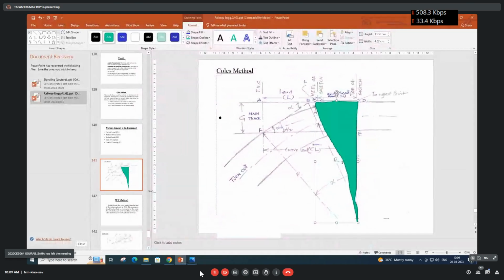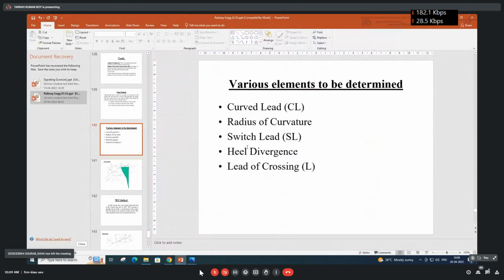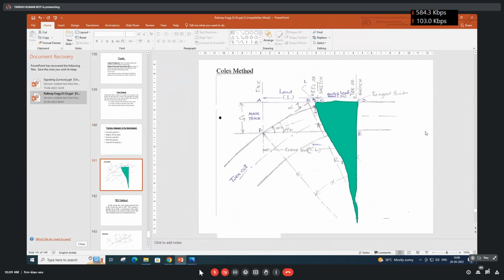So next point you will find out. We have determined both sweep speed and heel divergence. Next one is the lead of crossing. This is very simple. Lead of crossing, that is this portion, is equal to CL minus SL. CL is the full length from here to here. We have determined the SL, so we can easily find out L, lead of crossing. So CL minus SL.